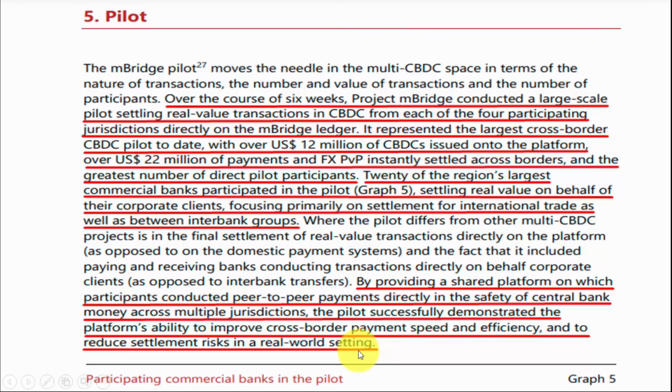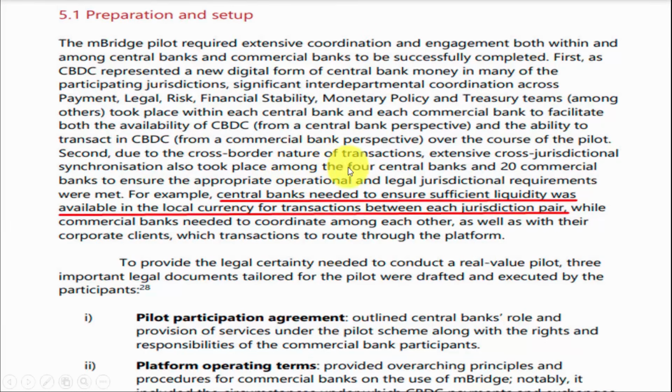And this is what they discovered from the pilot, that they can do cross-border payments with CBDCs fast and efficiently, and settlement risk was reduced in a real-world setting. And also, this method is an improvement over the conventional way of doing cross-border payments, which is correspondent banking. So central banks needed to ensure sufficient liquidity was available in the local currency for transactions between each jurisdiction pair. So remember, one of the questions was, how is liquidity sourced? I wanted to find out how liquidity was sourced with mBridge, and here you can see it.